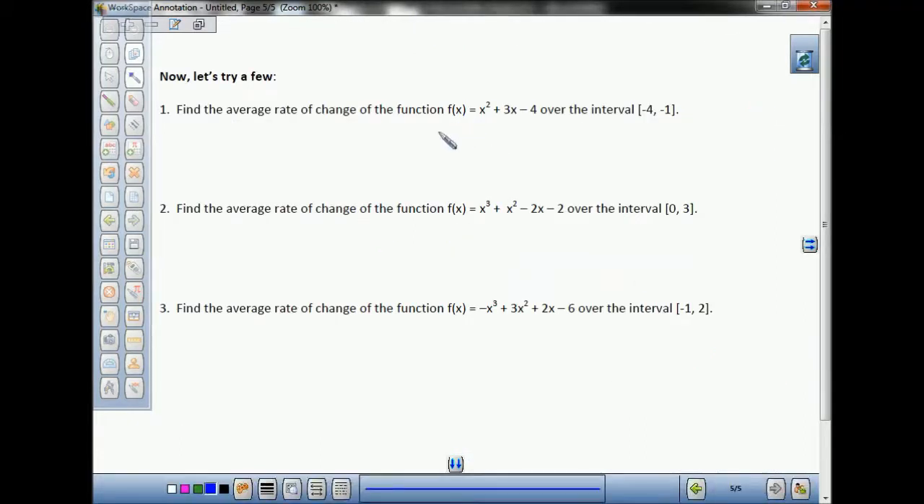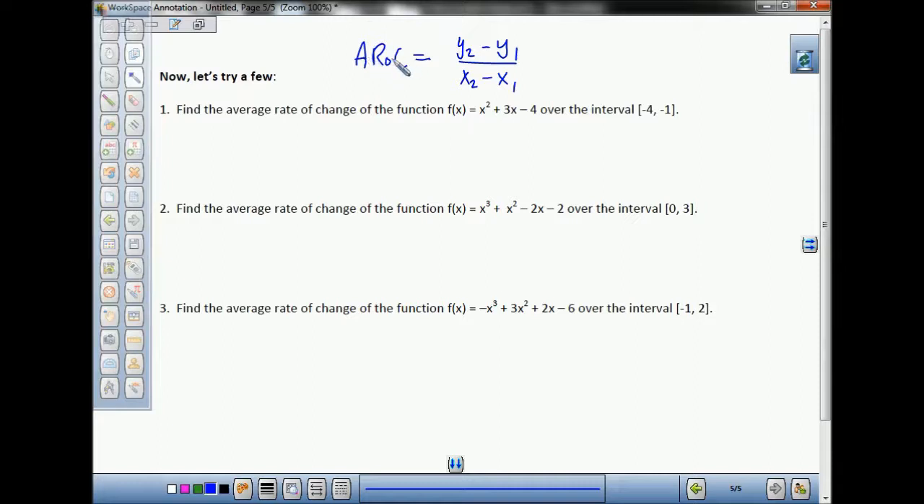So, what if you had a different function? You didn't even have a graph, and it asked you to find the average rate of change for this function over this interval. Well, the first thing you've got to remember is these are two x values: your beginning x value and your ending x value. And we need to find the average rate of change between those 2 points using our slope formula, y2 minus y1 over x2 minus x1.